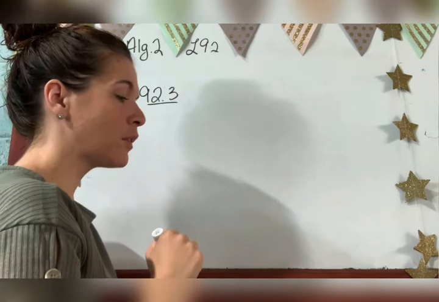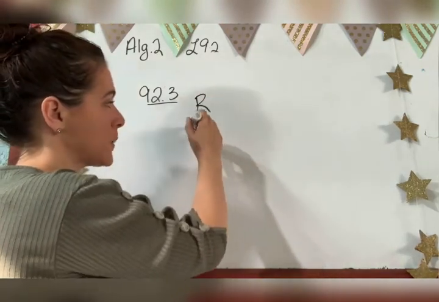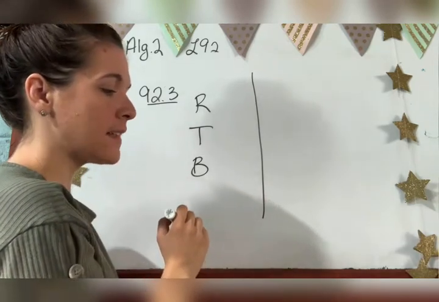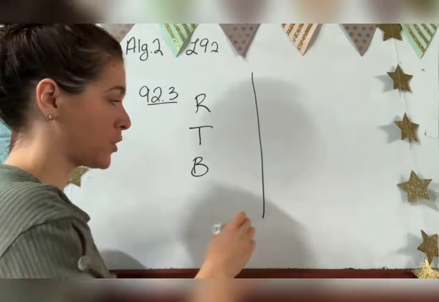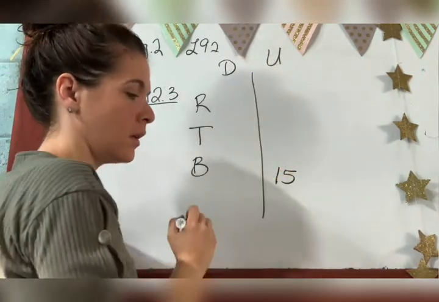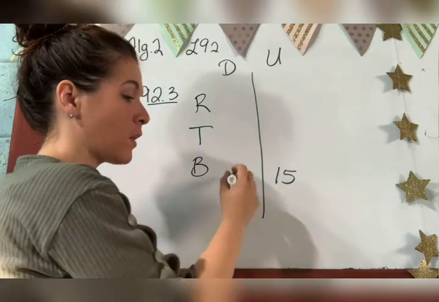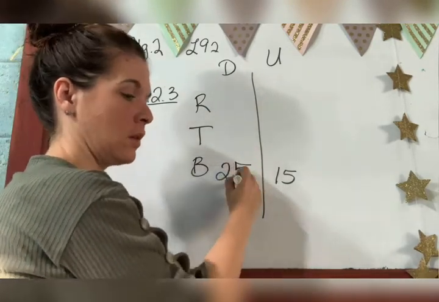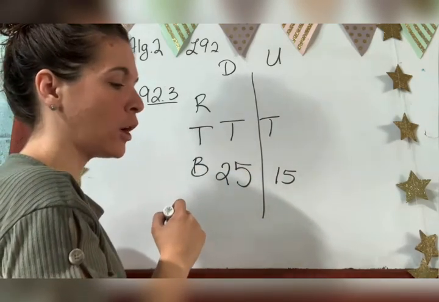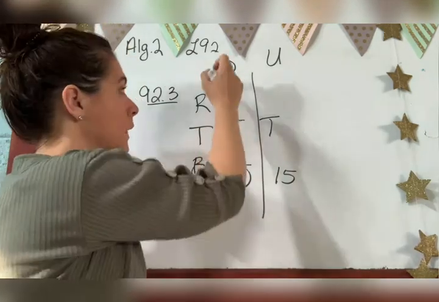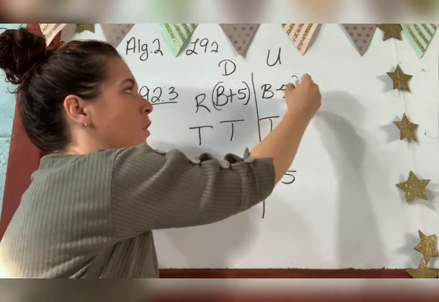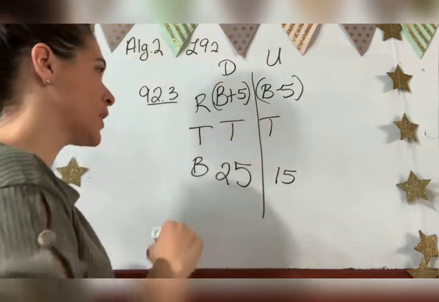The water in Flint River flows at 5 kilometers per hour, so that's the water's rate. A speedboat can go 15 kilometers upstream in the same time that it takes to go 25 kilometers downstream. Same time, so the times are equal. How fast can the boat go in still water? So we know that it's B plus 5 over here and B minus 5 over here, and they're looking for B. Okay? So let's go ahead and make our equations.